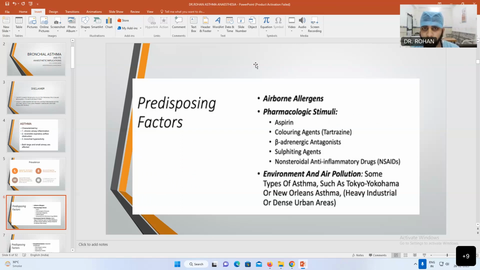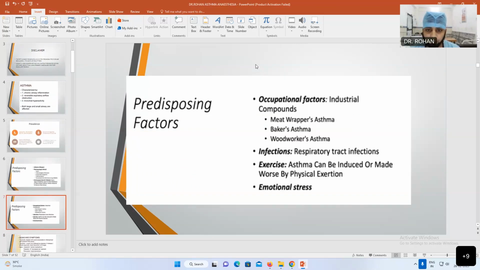dust, mites, pollens, etc. And there are pharmacological stimuli, like some people are sensitive to aspirin, some beta antagonists, and NSAIDs. And environmental and air pollution are one of the major predisposing factors for asthma, especially in the developed world. Some occupational factors, like people get exposed in the wood industry, to the wooden dust from the sawing of the wood, and some infections like respiratory syncytial virus, etc. could also trigger asthma attacks. Some people have exercise-induced asthma as well.